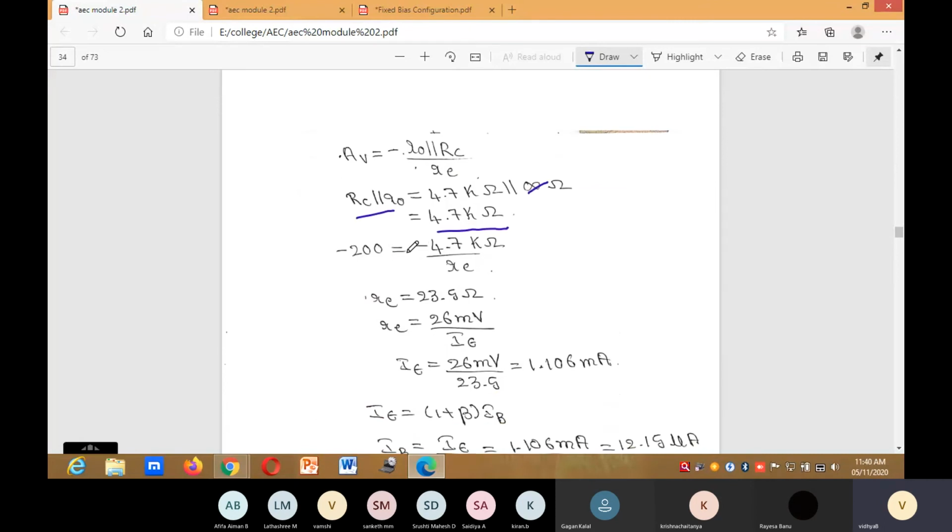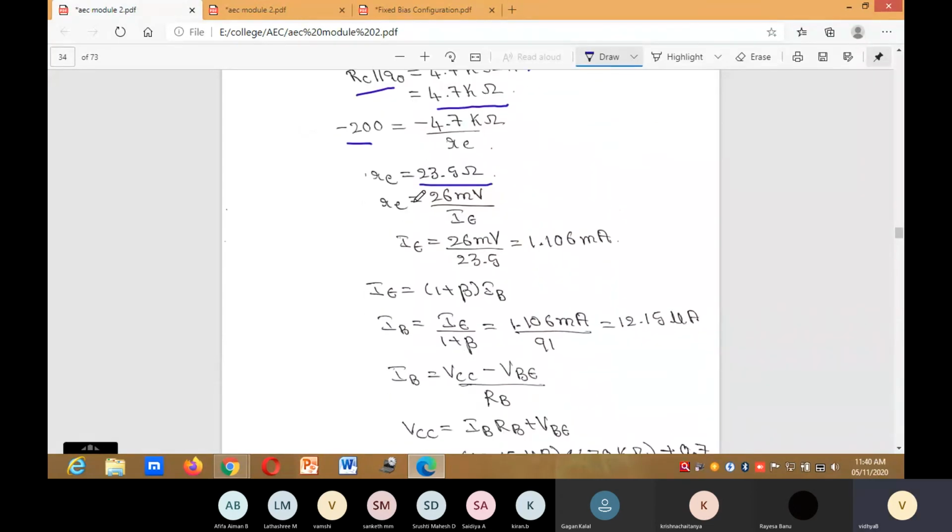Minus 200 is equal to, they have given the voltage gain, minus 200. Minus 200 is equal to minus 4.7 kilo ohm divided by RE. RE you will get as 23.5 ohm. RE is equal to 26 millivolt divided by IE, so IE is equal to 26 millivolt divided by RE value 23.5. If you substitute, you will get the value of IE as 1.106 milliamps.